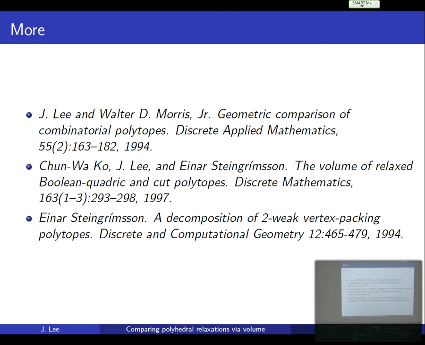Then I continued with this for a while, looking at relaxations of the Boolean quadric cut polytope, and then I got bored. And Einar Steingrímsson continued this a while, and then he got bored, and that was kind of the end of that by the mid-90s. So at the, no, well, I won't say that.